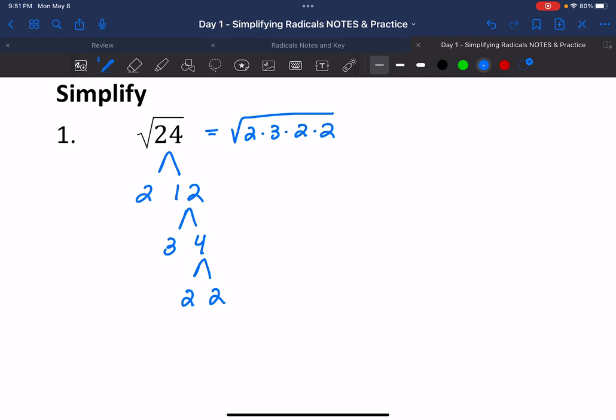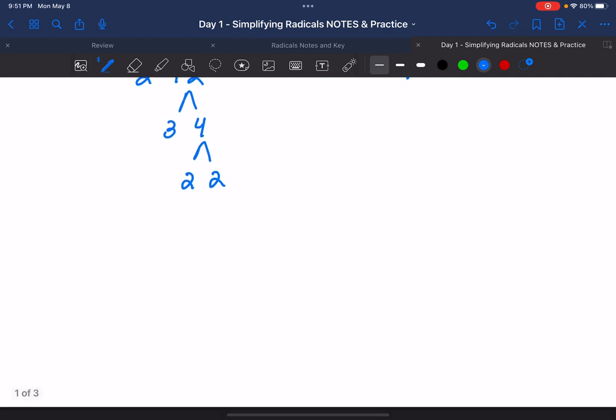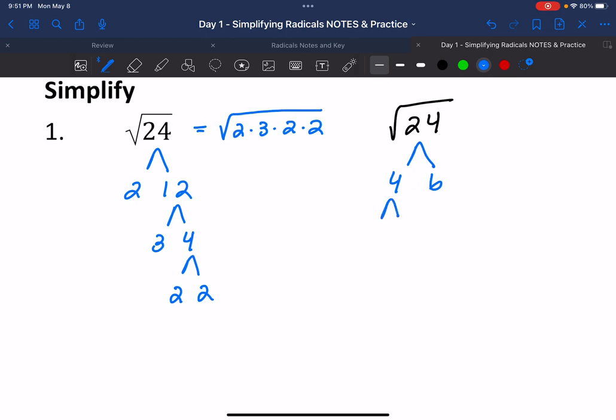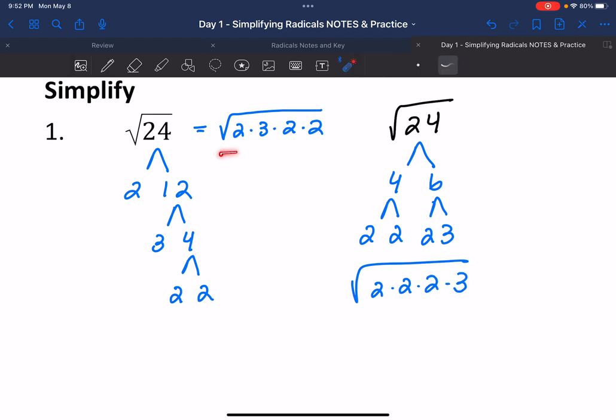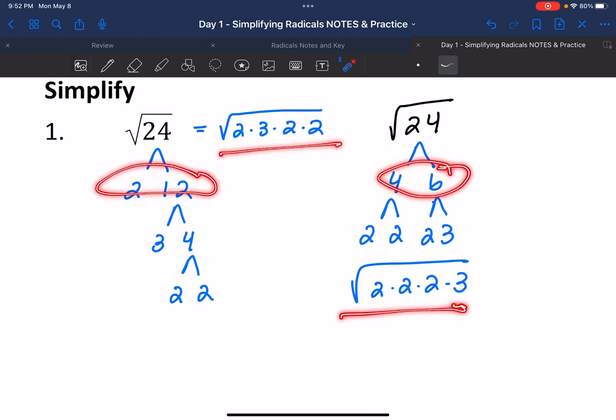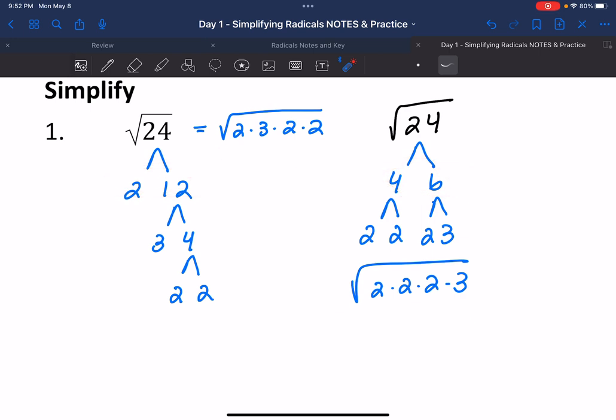Now some of you may be saying, well, what if I decided to do it a different way? Because 24 has more than one type of factor. Well, let's look at a different way and see if we get the same answer. What if I decided I was going to do 4 times 6 instead of 2 times 12 to start with? Well, let's break that down. 4 is 2 times 2, right? And 6 is 2 times 3. Well, would you look at that? We still have 2 times 2 times 2 times 3. That looks pretty much the same as this one right here. So even if you choose different numbers to start with here, you should still end up getting the same number.